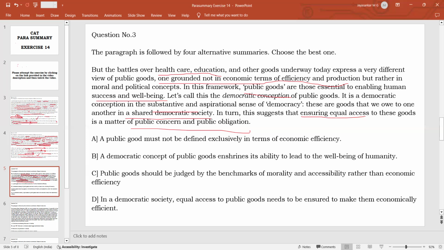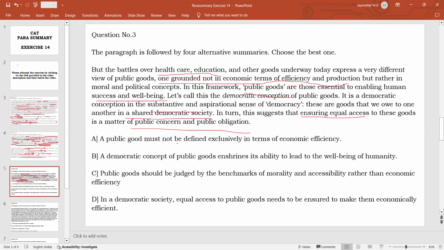This is the main underlying thing, and the passage says that it should not be measured in terms of its economic cost-benefit analysis, but it should be measured in terms of the principles of morality and democratic well-being of the people by ensuring equal access to all the people to the public services. This is the meaning. Now, once you understand the meaning, the answers become very clear.